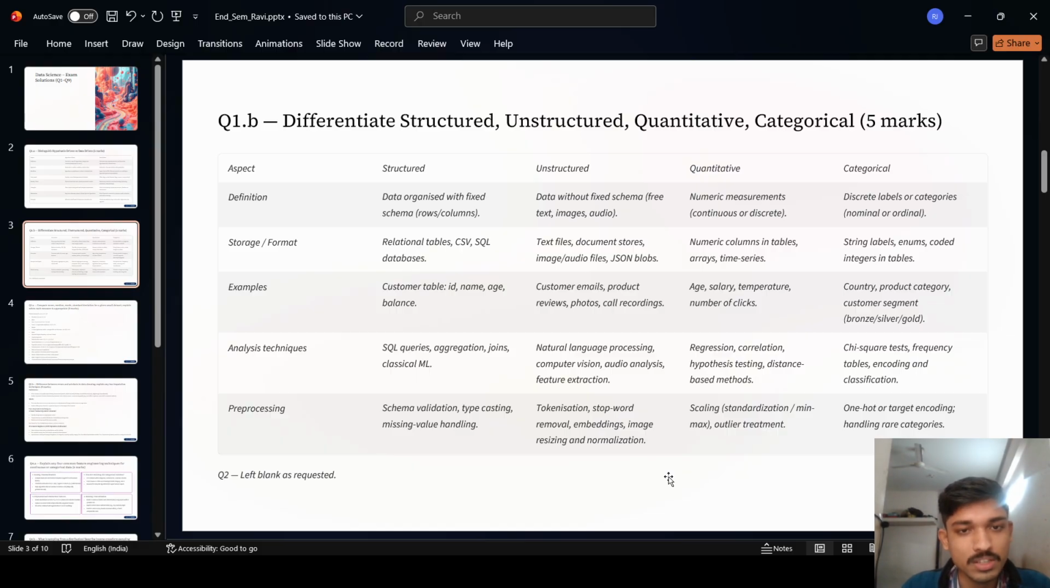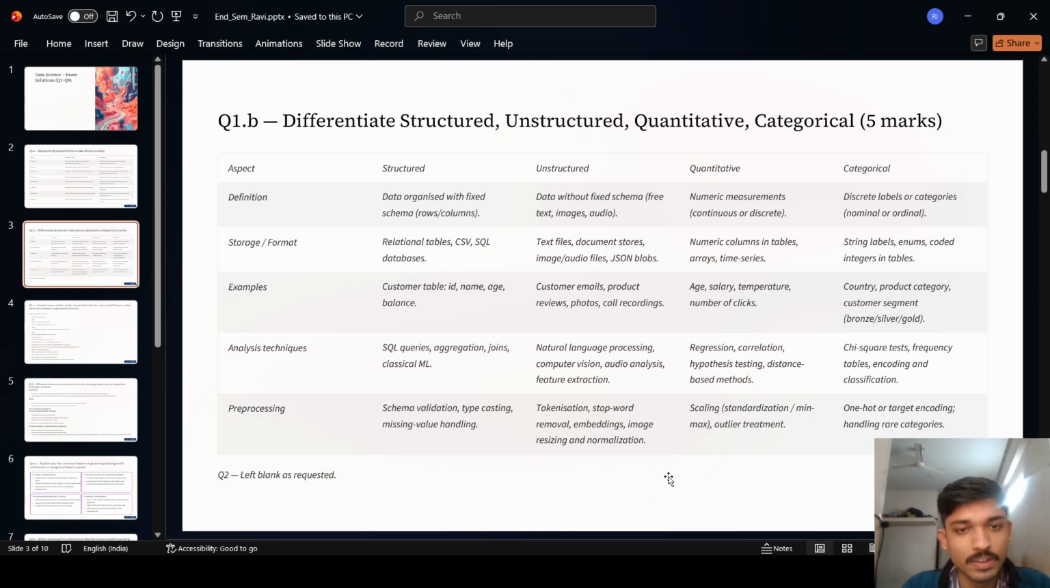Next one is storage. Structured data is stored in relational tables, CSV, SQL databases. Unstructured data is stored in text files, document stores, audio, image files, JSON blobs. Quantitative data is stored in numerical columns, in tables, in arrays, in time series, and categorical data is in the form of strings, coded integers in tables.